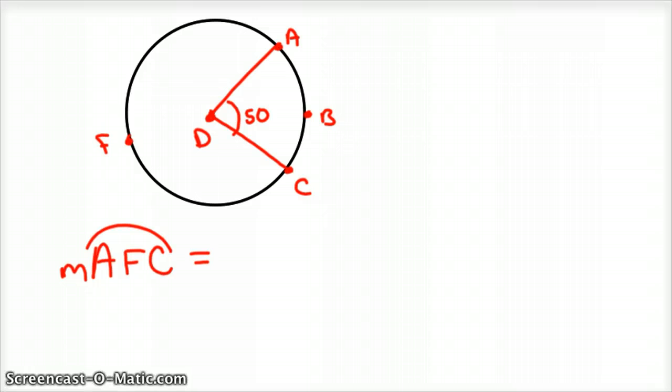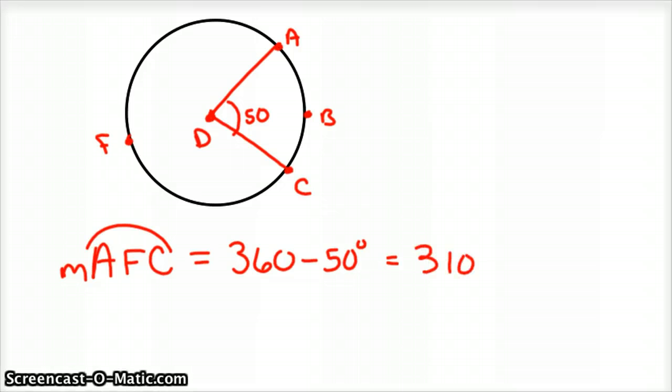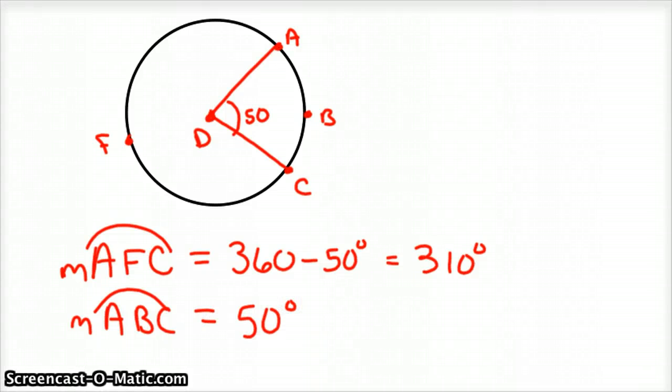Alright, the major arc angle of AFC would be 360 minus 50 degrees for the central angle, or the minor arc angle, which is 310 degrees. And the measure of arc ABC, that arc angle, is 50 degrees. So that's the arc covered by a central angle of 50 degrees.